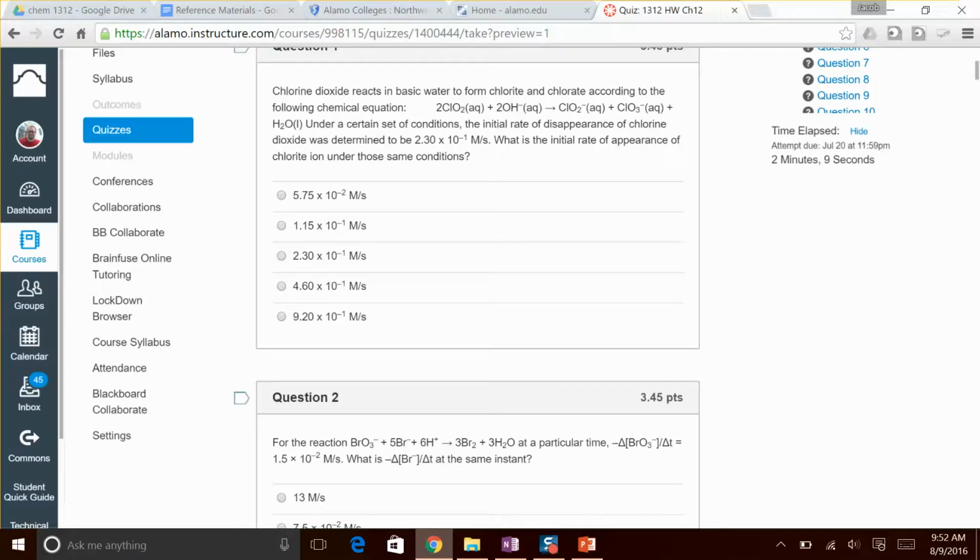So 2.30 times 10 to the negative 1 times 0.5, and that's going to equal the rate of appearance of the chlorite ion. So the sign doesn't matter, right? The sign is just saying it's disappearing or appearing, that's what it means. So it's just stoichiometry. It is stoichiometry, unless they're on the same side, right? Can you do the next one?